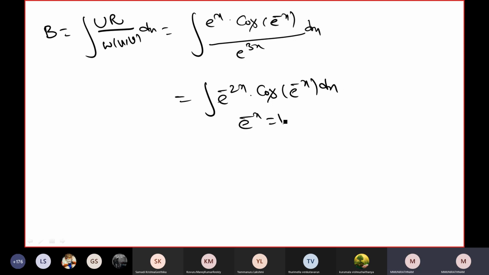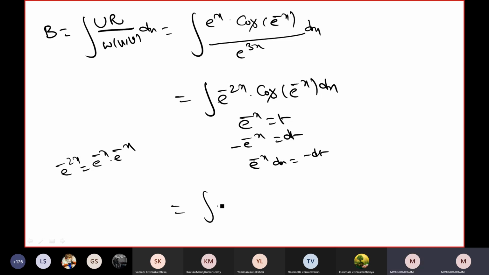e power minus x ని t అనుకుంటే అమ్మా, మైనస్ e power minus x dx ఈక్వల్ టు dt అవుతుంది, so e power minus x dx equals minus dt. e power minus 2x can be written as e power minus x into e power minus x. ఓకే, e power minus x dx ప్లస్ లో మైనస్ dt పెడదాం, e power minus x ప్లస్ లో t పెడదాం. t into cos t minus dt. t into cos t ఎలా రాయొచ్చు? t cos t.